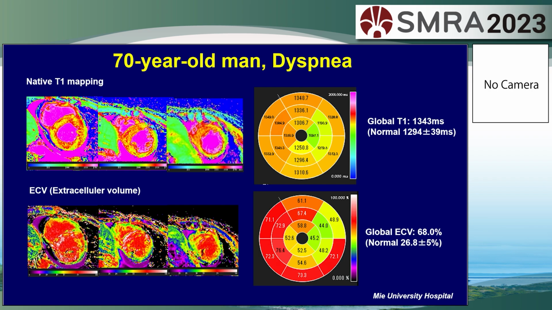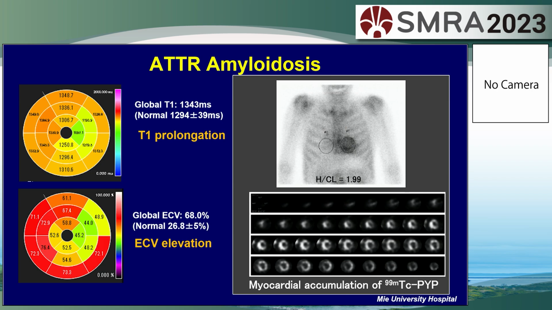And T1 mapping and ECV mapping confirm the diagnosis. So the global T1 is slightly increased, and the global ECV was markedly increased to 70%. And T1 prolongation and ECV elevation are typical findings of cardiac amyloidosis. And in this case, accumulation of the PYP confirmed the ATTR amyloidosis.